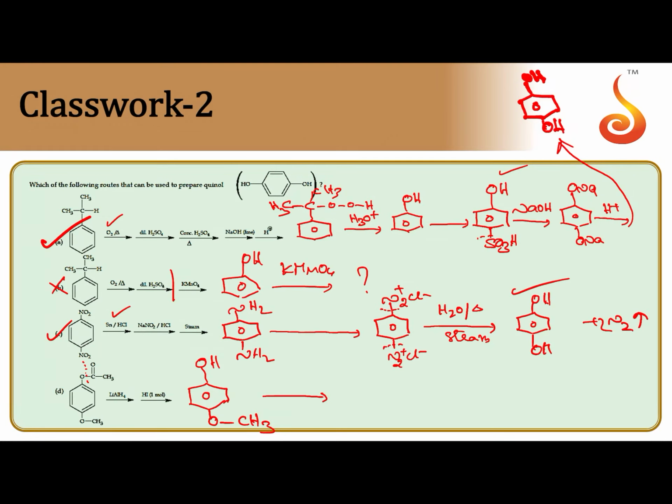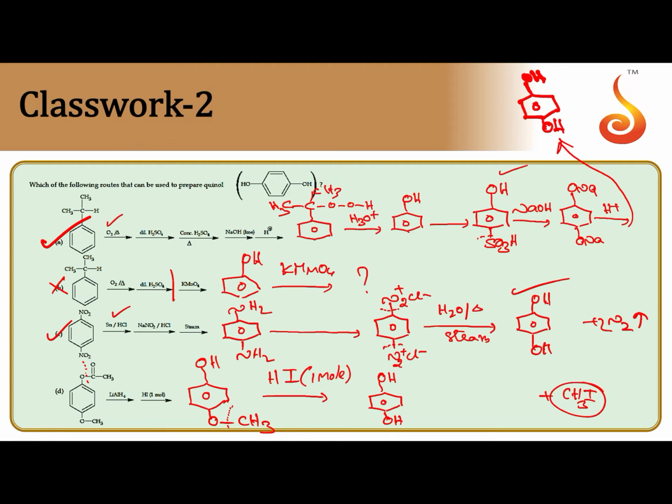So after the formation of para-hydroxyanisole, it is subjected to reaction with the strong acid hydrogen iodide, but clearly they mentioned 1 mole only. So during this reaction what happens? Cleavage of the ether bond takes place. O takes hydrogen, CH3 takes iodine. So the byproduct in this case is CH3I.